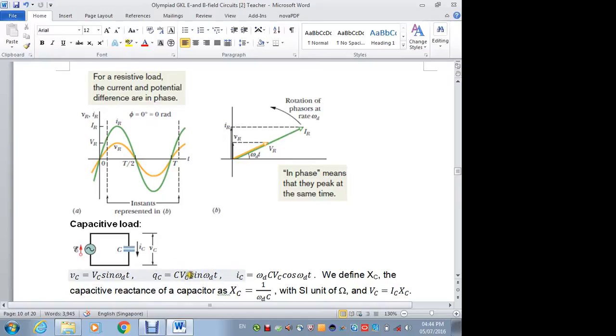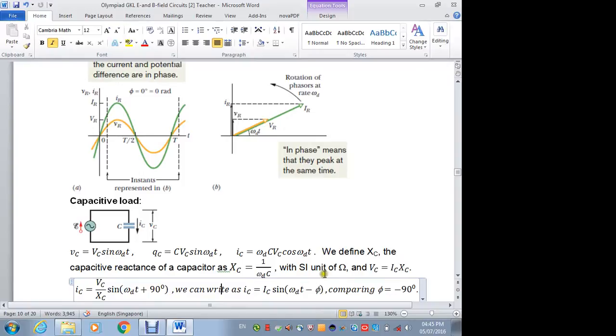Right? Now, again, how do you get I? Just perform a differentiation. I is equal to dQ/dt. Then you will get this expression. Now, we define something called XC. This XC is called the capacitive reactance. Just know the name, capacitive reactance. Capacitive reactance is related to 1 over omega C.